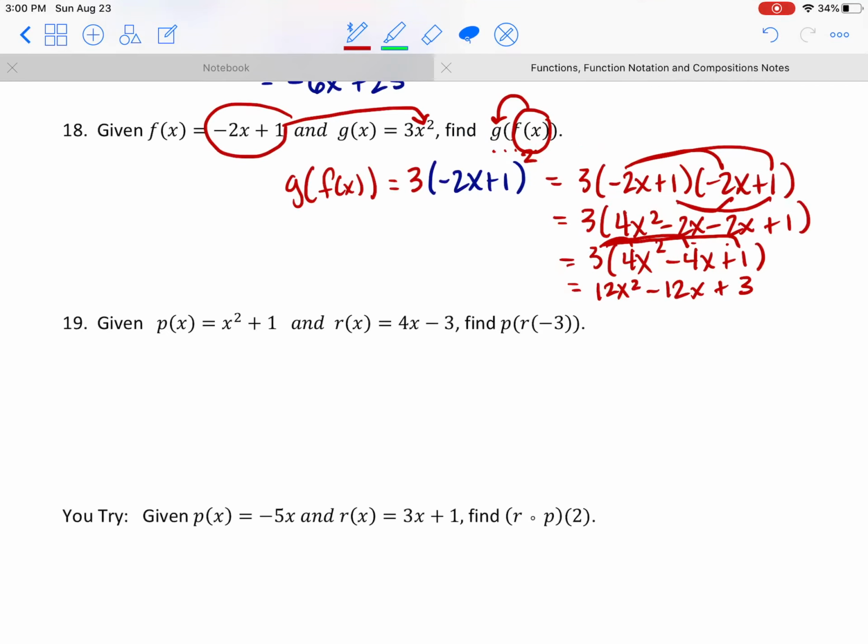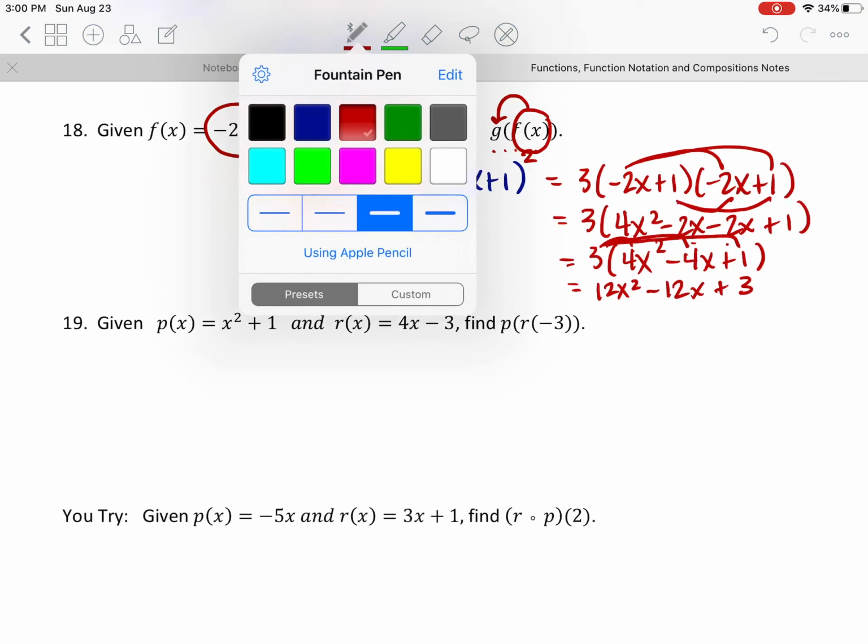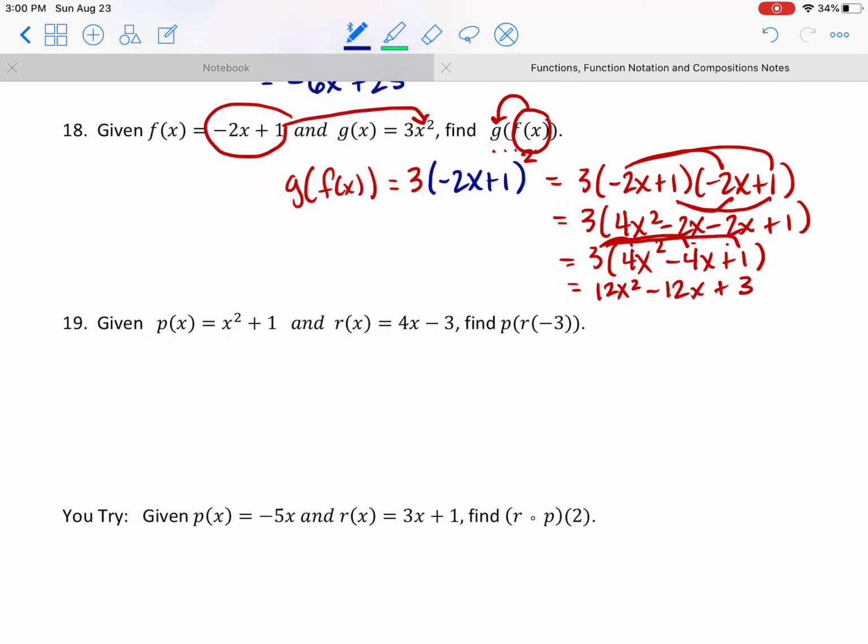Okay, so on the next one, some function values. So it's p of r of negative 3. So this says to take r of negative 3 and plug it into p. Well, in order to do this, it's not a direct step like the last one, right? If I have to plug f of x into g of x and I know what f of x is, I can plug that in. Well, this one says to take r of negative 3 and plug it into p. In order to do that, I gotta know what r of negative 3 is. So this is going to be a two-step process.